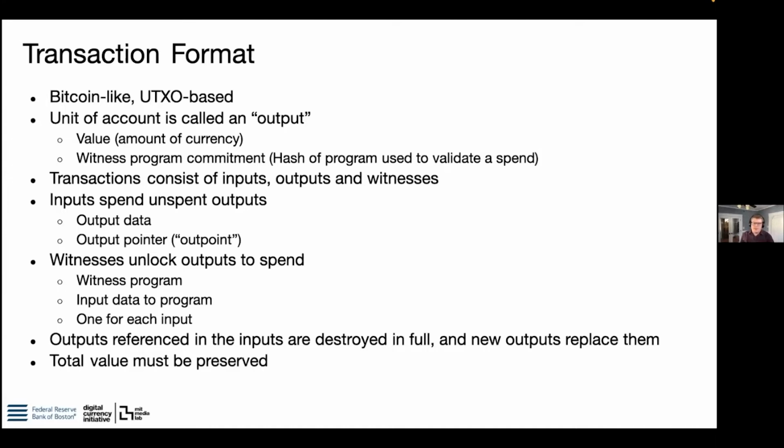Similarly to existing UTXO-based cryptocurrencies, all the inputs are destroyed in full, and new outputs are created to replace them. What's slightly different with our format versus what you might be used to is that total value in the transaction must be completely preserved. We didn't implement fees in this phase of the project. The way fees are usually charged in other cryptocurrencies is with a deficit on the output side, and the difference is given to the miners as fees. But since we don't have miners or fees, that's not required.